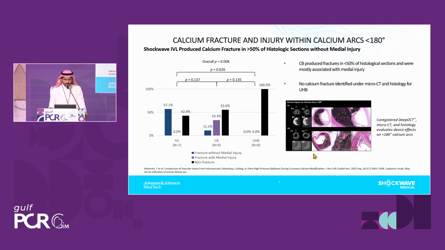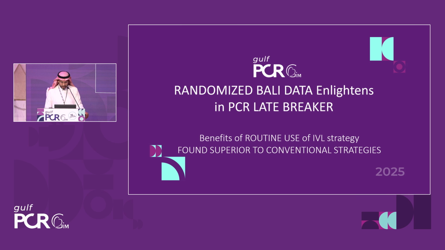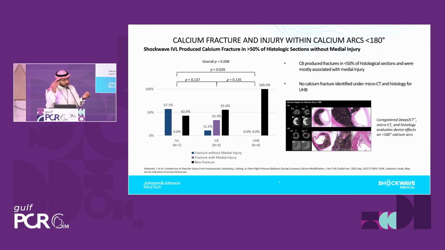Again, the calcium fracture, and this is the same finding. The cutting balloon produces a fracture in less than 50% of the histology section, and no calcium fracture was identified with the micro CT and the histology in the OPN. So it's all medial injury. That tells you that if you want to fracture the calcium with the lowest medial injury, this is the best technology available for this particular purpose.